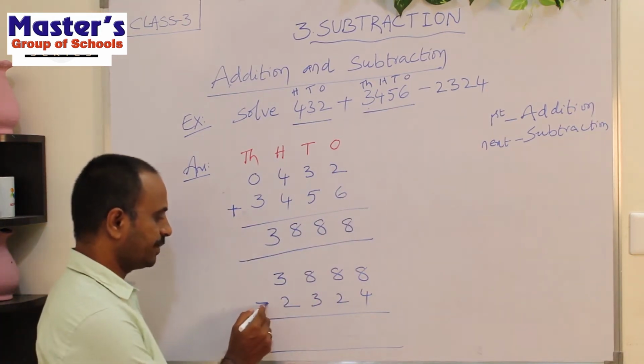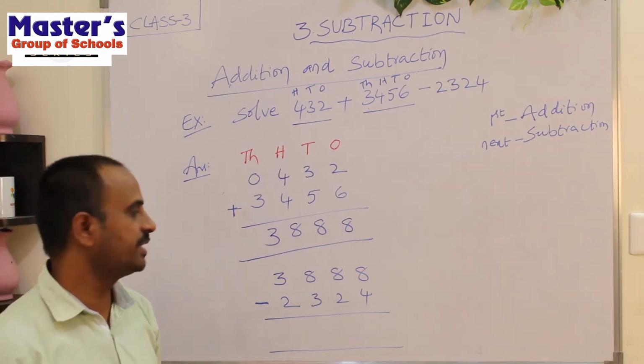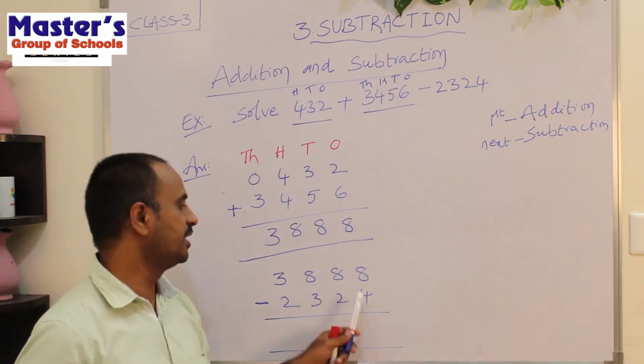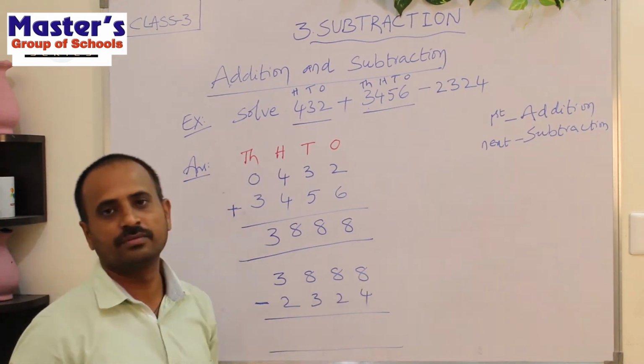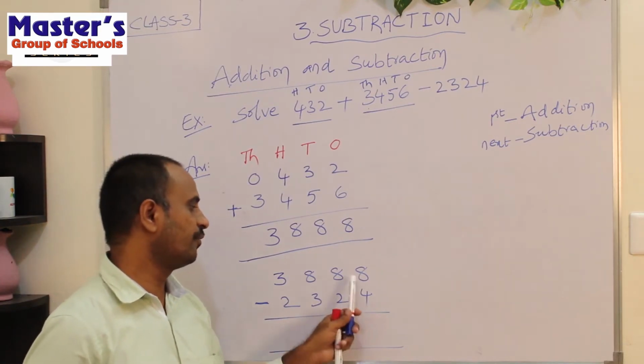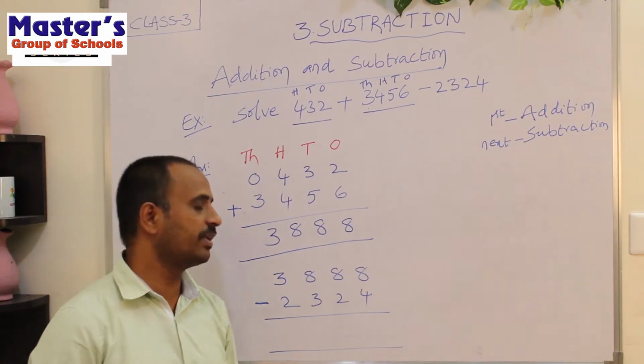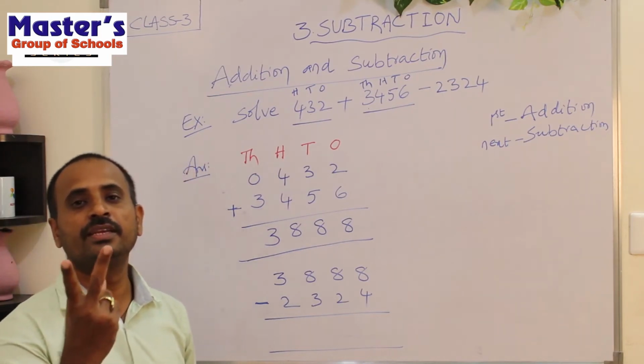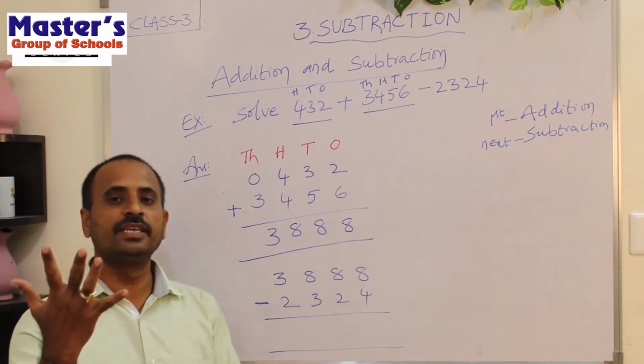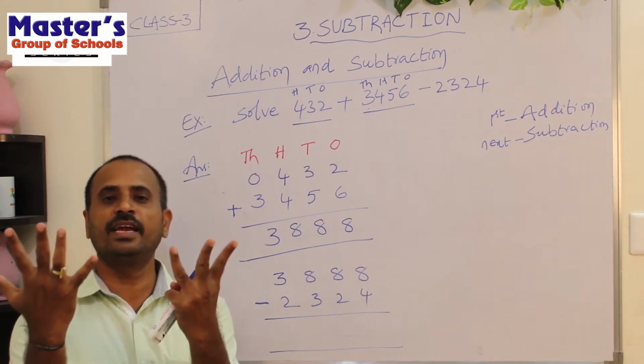Minus means subtraction. So start from the ones place. What are the digits present in the ones place? 8 and 4. So now subtract 4 from 8. Here what is the first digit? 8. So open 8 fingers of your hand: 1, 2, 3, 4, 5, 6, 7, 8. These are the 8 fingers.